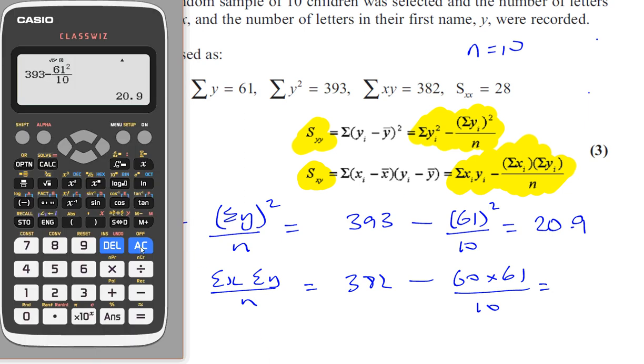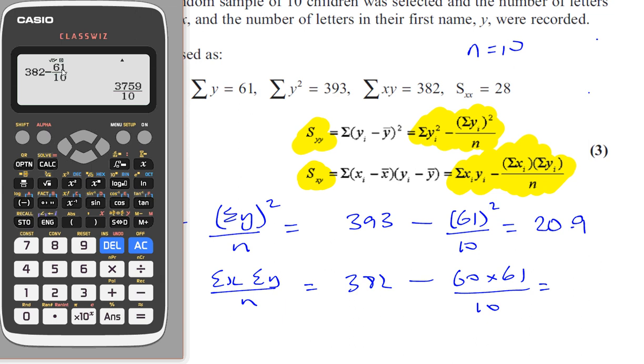Okay, so you got, let's just change these. That's 382. Okay. All right. 380. Okay. 382 minus 60 times 61. Sorry about that. One of my students got his calculator for his exam.